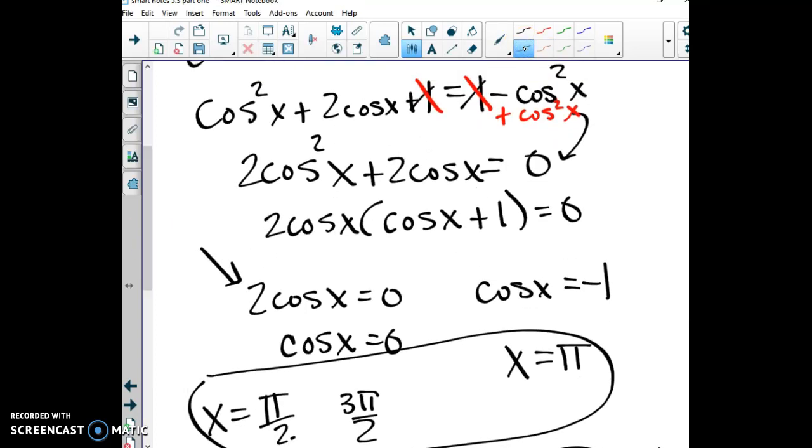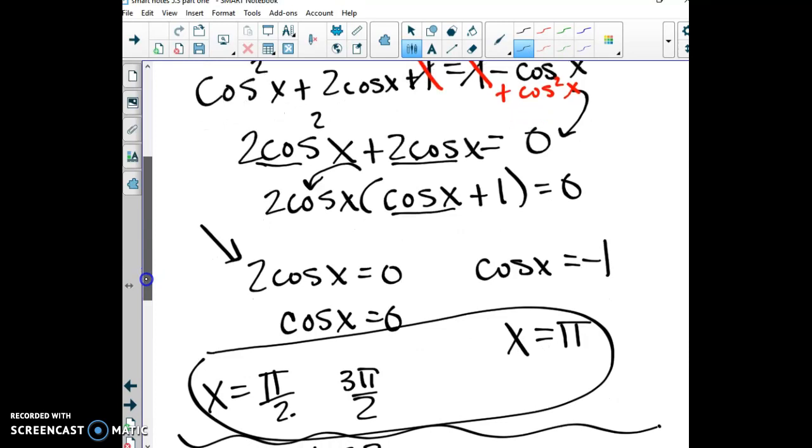And we also have the 2 cosine x. So we're going to factor out our 2 cosine x. They each have a 2 cosine x. That one comes out. We have divided both terms by that. What's left is cosine x plus 1.